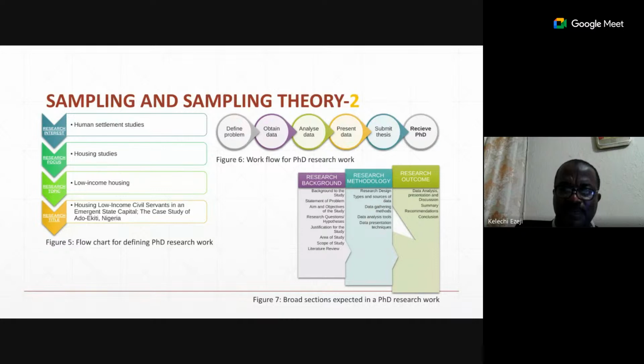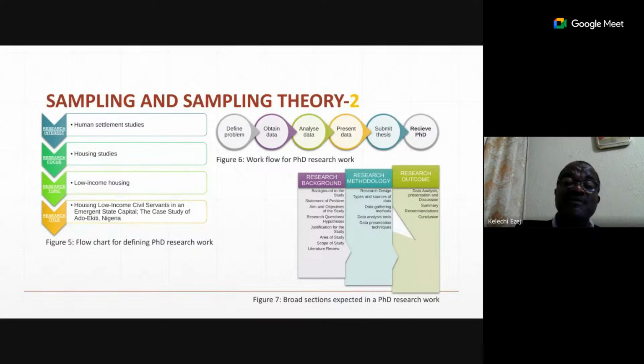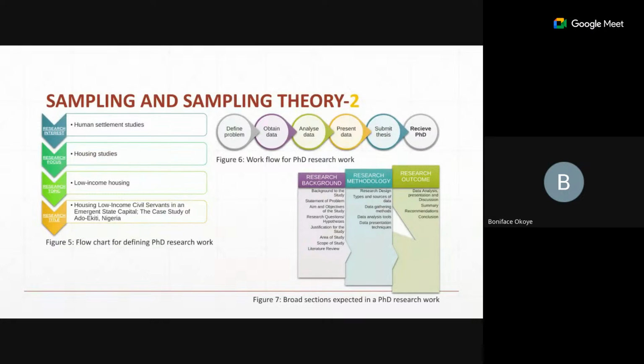So what it is you're going to do, and what other people have said, this is known knowledge. This is the platform on which you are rising, because research is incremental. You're not reinventing the wheel, you're only adding additional knowledge and extending the frontiers of knowledge.